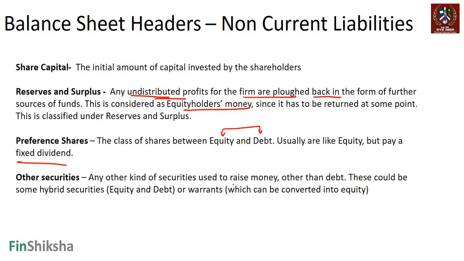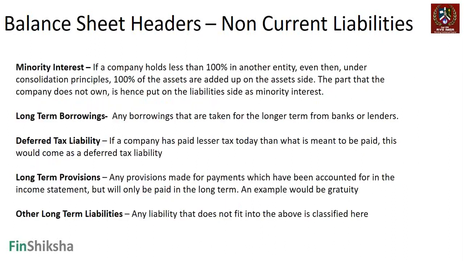And other securities, if you want to raise money other than debt, could come in the form of hybrid securities, which are a combination of equity and debt. You could also see the term warrants, which can be converted into equity. Warrants or rights can be converted into equity at some point. So again, something that is a little bit too complicated for us to study at this point of time, but just probably known that we have read about this. So if we read this term somewhere, we get a sense that okay, yeah, we understand what this is, right?